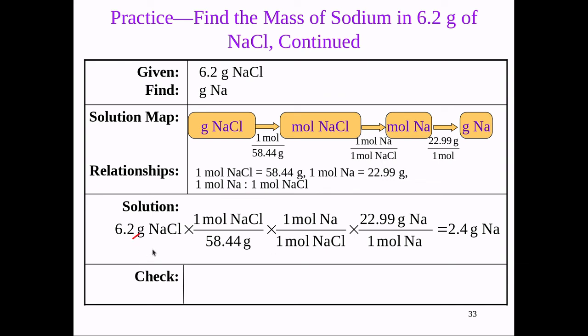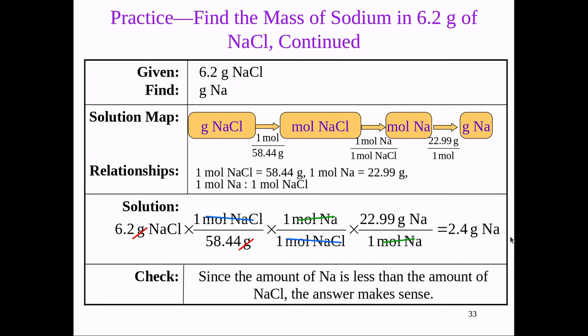Okay, so we can cancel our grams, we can cancel the moles of NaCl, we'll cancel the moles of sodium, and we see that we get out 2.4 grams of sodium. If we do our check, we can see that this is a portion of this mass, so it works out.